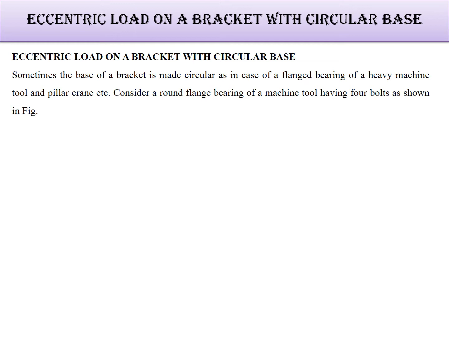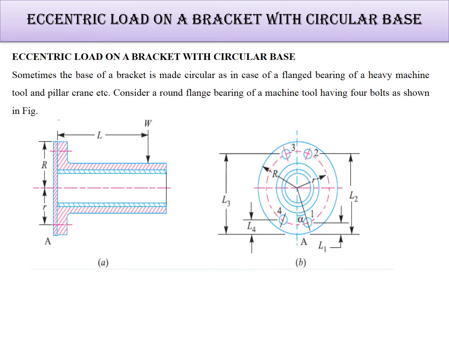The base of a bracket is made circular, as in the case of flange bearings of heavy machine tools and pillar cranes, etc. For this we use it. So consider a round flange bearing of a machine tool having 4 bolts. So this is a view, and here radius R is the outer radius, and here radius r is for the pitch circle of a bolted joint. 1, 2, 3, 4 are the bolts, and this is the length from the base, L1, L2, L3 and L4.